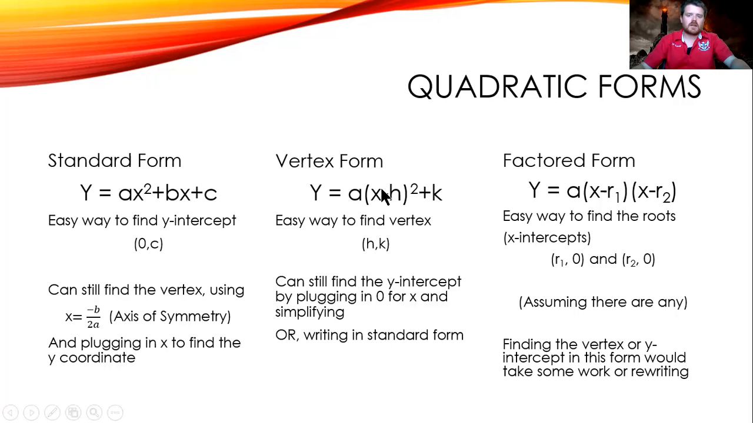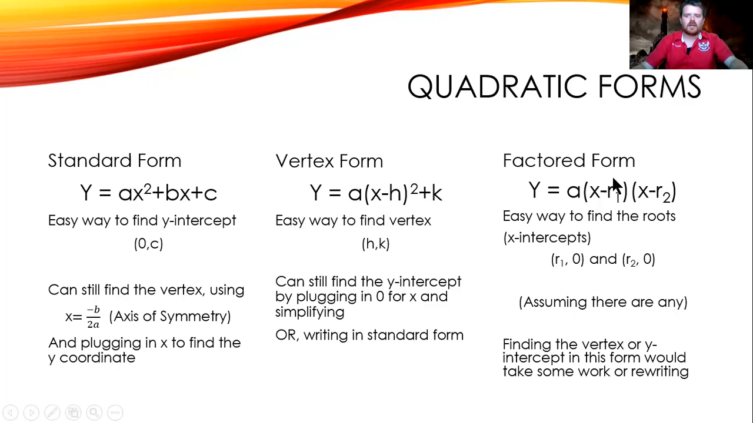Sometimes the quadratic is written in vertex form, so it'll look something like this. If that is the case, your vertex is simply h comma k. Remember that in vertex form, the formula is x minus h, so you're basically taking the opposite sign of whatever is there for h to find your vertex point. You can still find the y-intercept by plugging in 0 and seeing what you have, or you could expand it and write it out in standard form.